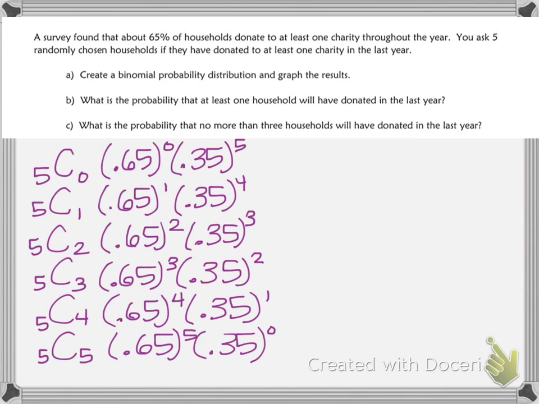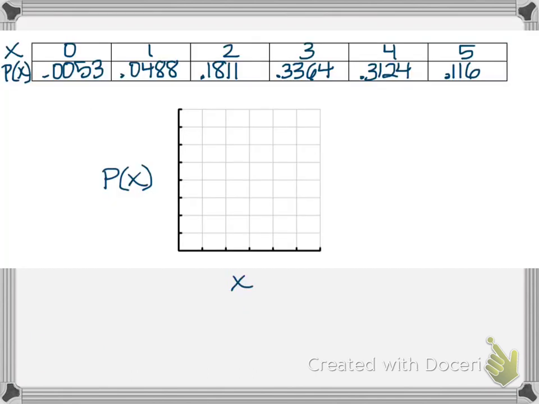So we're going to type all of those into the calculator, and when you do that, you end up with these numbers right here. So in this chart, X stands for the number of people that would have said yes, or the number of households that would have donated, and then the probability of that happening. So for the histogram, we've got our x-axis, and because it's a histogram with the bar graphs, I'm going to put the markings here kind of in the middle, since we'll go up from there.